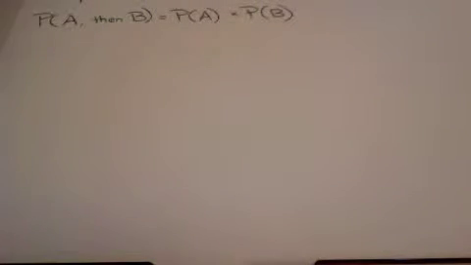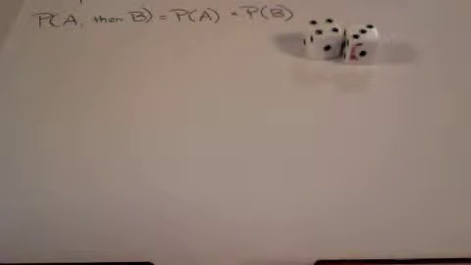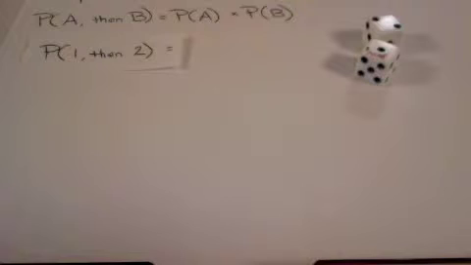For example, we're going to roll two number cubes. We're going to use that the probability of A then B equals the probability of A times the probability of B. Our first example would be the probability of a 1 then a 2. What that means is that I am going to get a 1 on one of these and a 2 on the other. So what we have to do is find the probabilities of them separately.